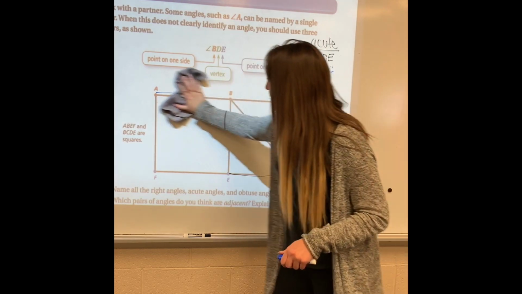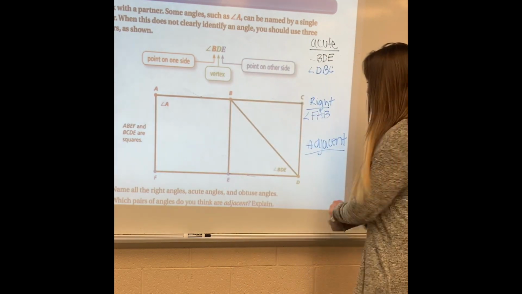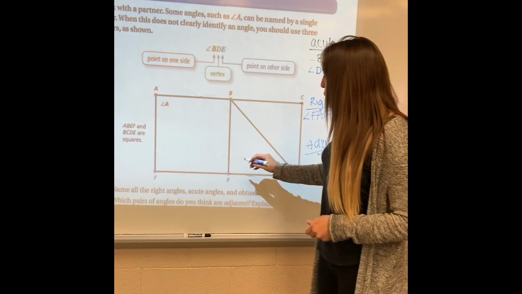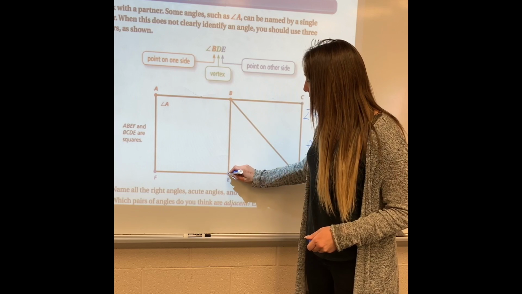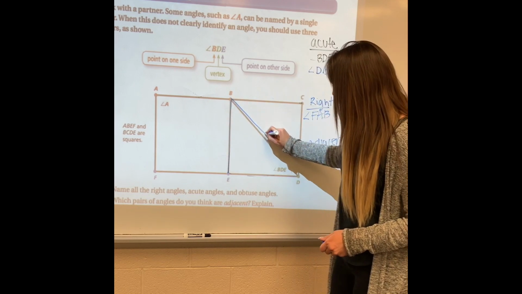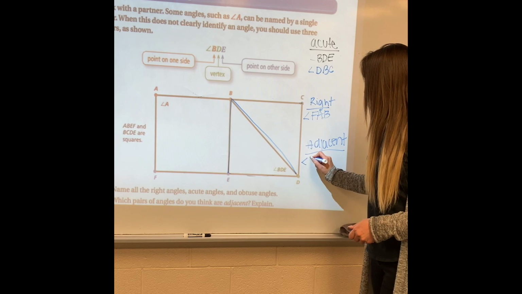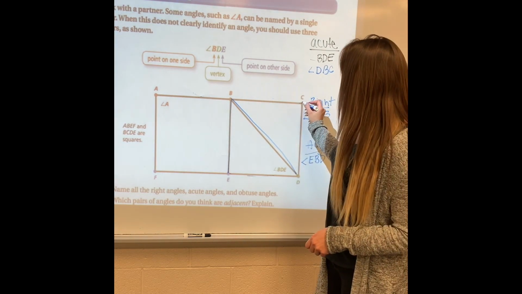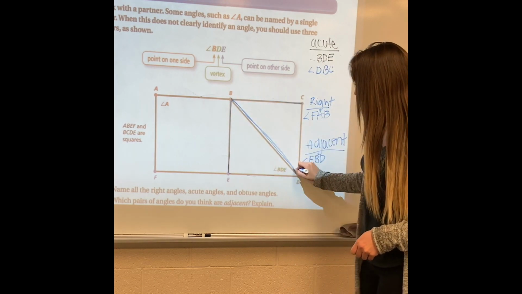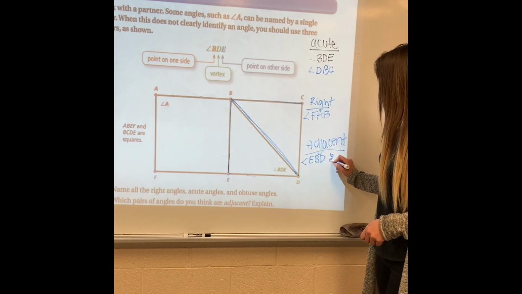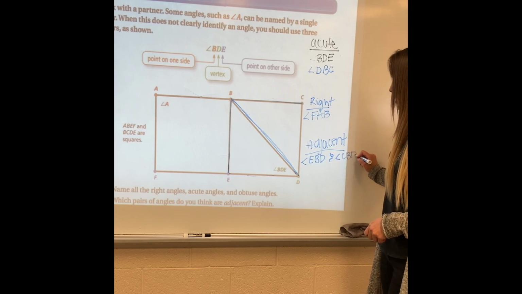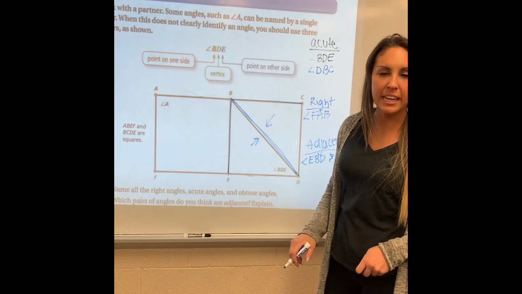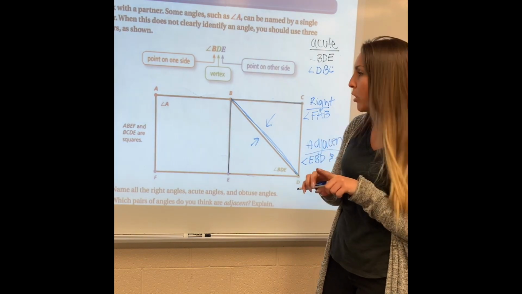Let me erase this so you can see. So adjacent angles, they share a border. So one example of an adjacent angle would be angle EBD and angle CBD. And that's because they share this line right here. It's a line that they share, it's a border.